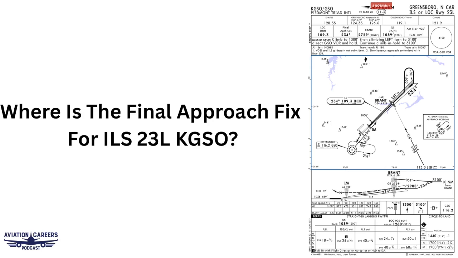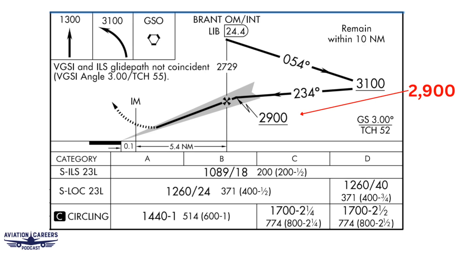Where is the final approach fix for the ILS 23 left at Greensboro? I'm going to let you look at this for a second. A lot of people are going to say Brant intersection. This is a tricky one, by the way. I love this one as an example. I used to use the one in Tampa, but it isn't depicted like this anymore.